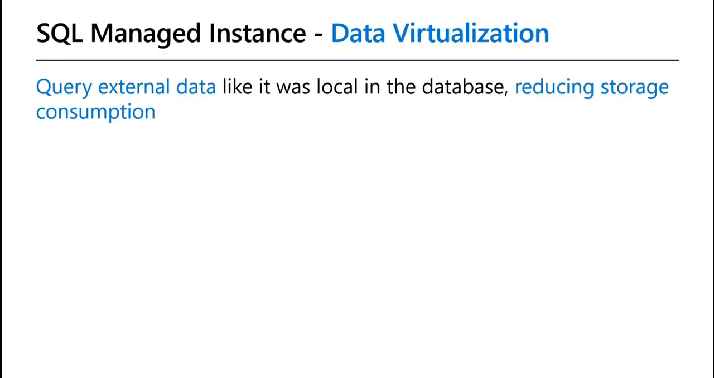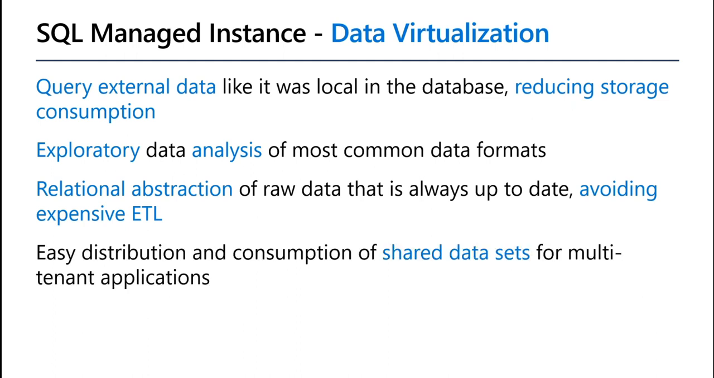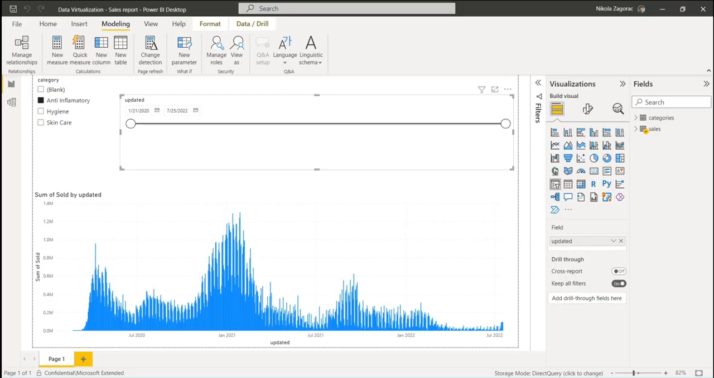With data virtualization, you can query external data like it was local in your database. This allows you to save on storage costs, explore and analyze the unstructured data through relational abstraction, and avoid expensive ETL setups. You can also use it to distribute commonly used datasets with a single shared copy. Let's see it in action.